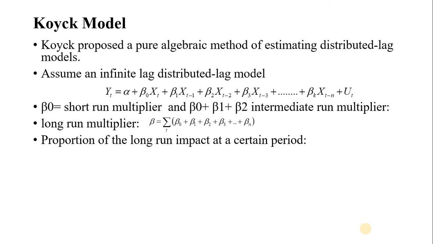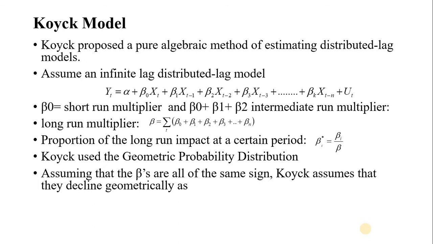Now, the Koyck procedure is basically based on one important assumption: all these beta i's have the same sign. That means if the parameter of xt, beta 0, is negative, then beta 1, beta 2, beta 3 up to beta k will be negative. If beta 0 is positive, the remaining betas will be positive.